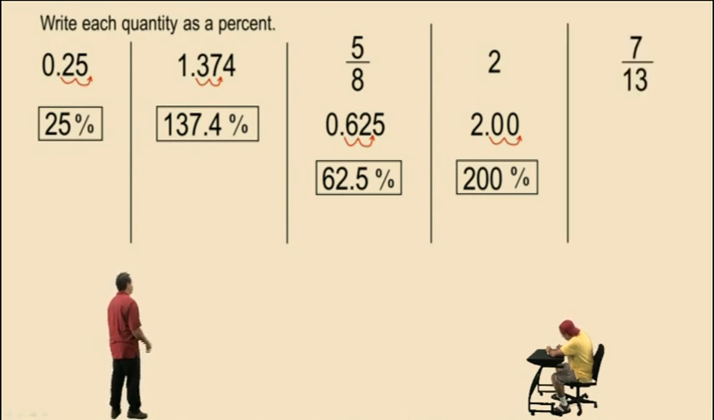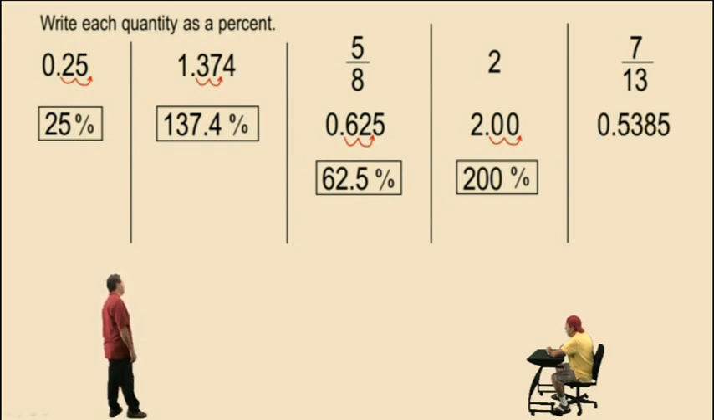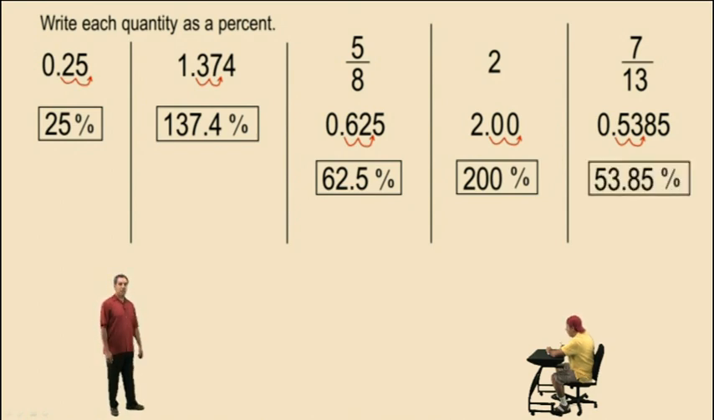Here we have 7/13, so we've got to convert that to a decimal. But we need a calculator. Charlie, what's 7 divided by 13? And let's round our answer to the nearest ten thousandth. That means 4 decimal places. What'd you get, Charlie? 0.5385. Okay, and now to convert that decimal to a percent, we move the decimal two places to the right, and we get 53.85%.